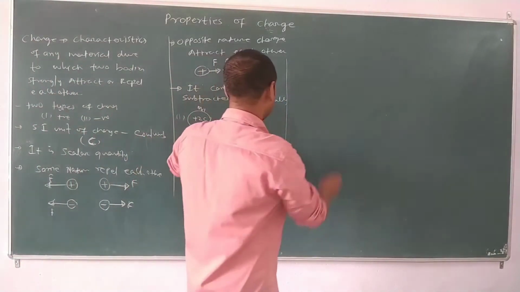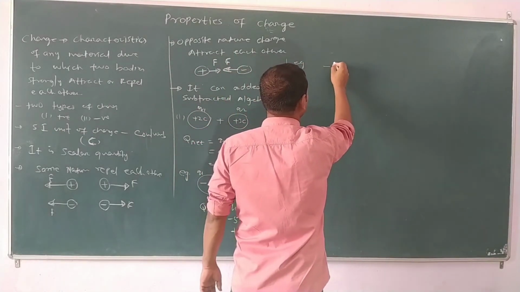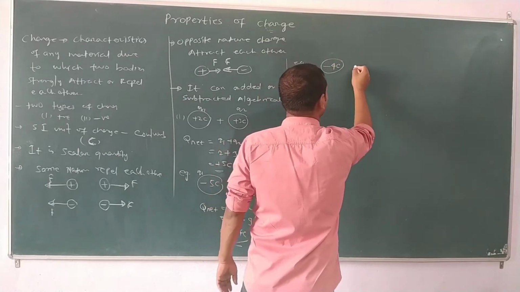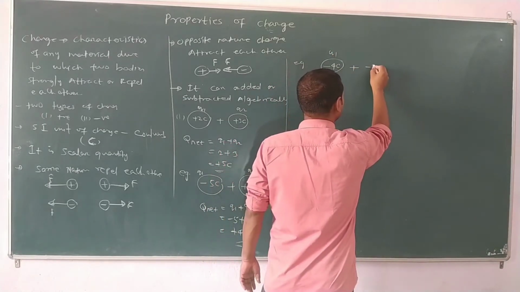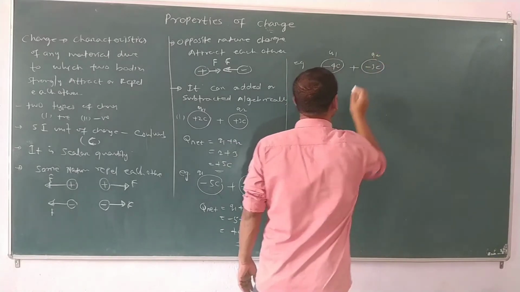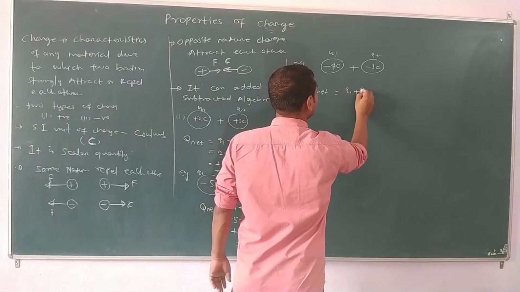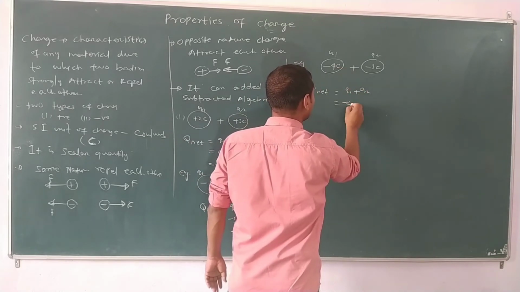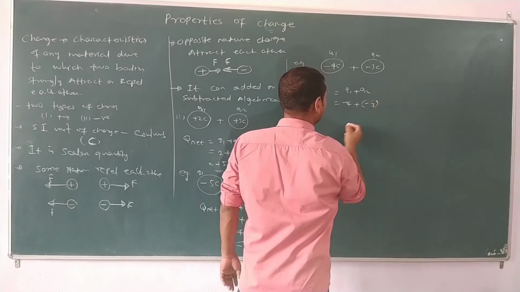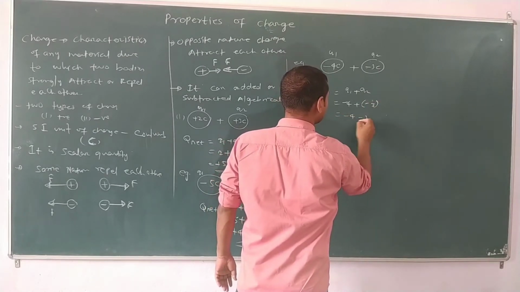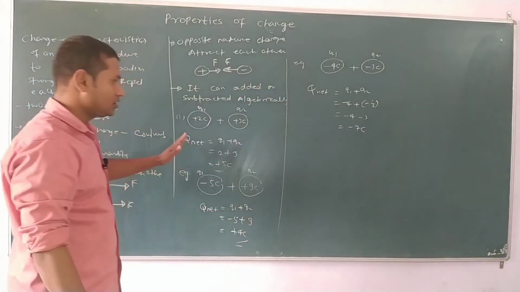Again, suppose there is another example. Suppose there is a charge of minus 4 coulomb, Q1, and you have to add minus 3 coulomb charge, Q2. Then Q net becomes Q1 plus Q2, minus 4 coulomb plus minus 3 coulomb, which becomes minus 7 coulomb, the Q net. I think it is clear up to here.